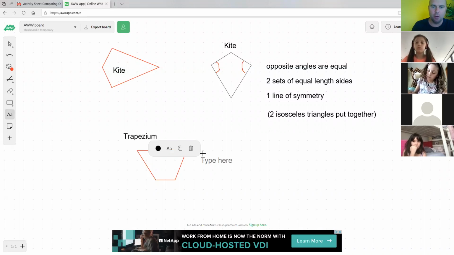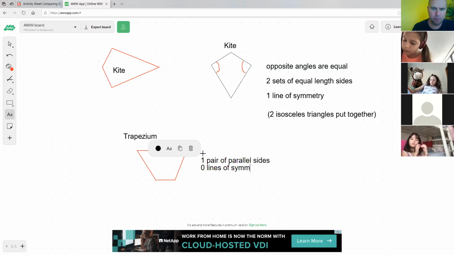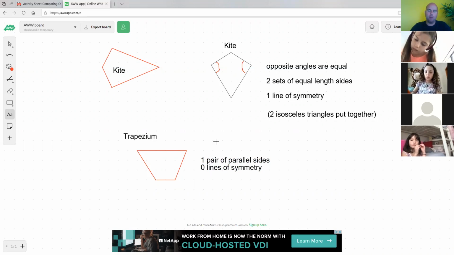By all means, give it a go. So it has one pair of parallel sides, and it has 0 lines of symmetry. That's our standard trapezium, yeah, copy that. However, there is another trapezium, and I'll show you that one in a second when we've got that one down. And that is an isosceles trapezium, or sometimes known as a symmetry trapezium.